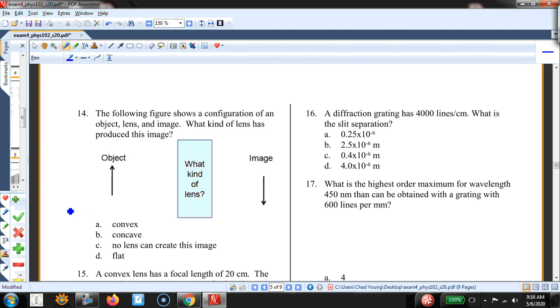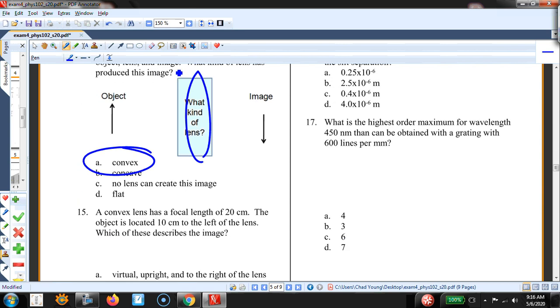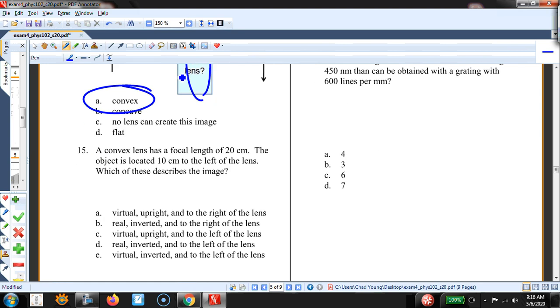What kind of lens has produced this image? This is going to be a convex lens. Convex lens is the only lens that produces an inverted image. A concave lens will always produce an upright image. So if this is my object, my image would be like right here. That would be my image. It's more like a convex mirror. All right, so convex lens.